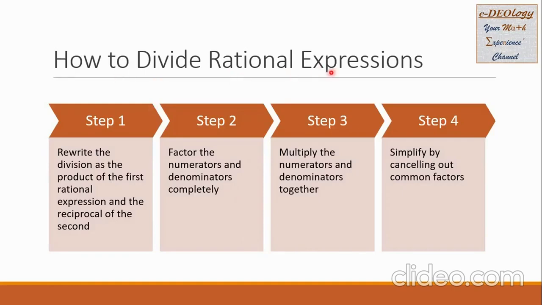How to divide rational expressions? We're going to follow these 4 steps. Step 1, we write the division as the product of the first rational expression and the reciprocal of the second. Step 2, factor the numerators and denominators completely. Step 3, multiply the numerators and denominators together. Step 4, simplify by cancelling out common factors.